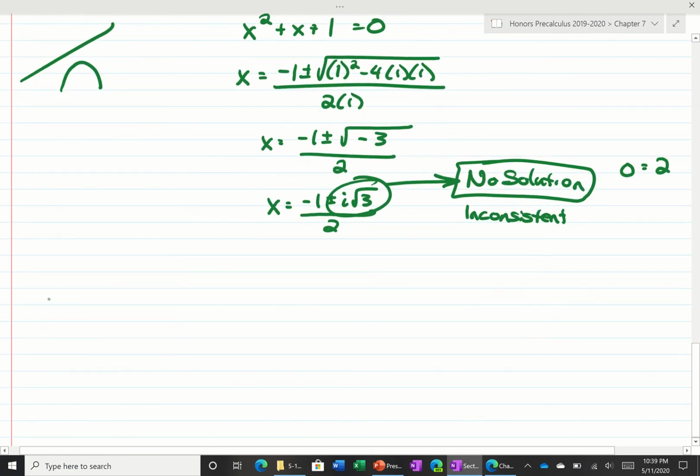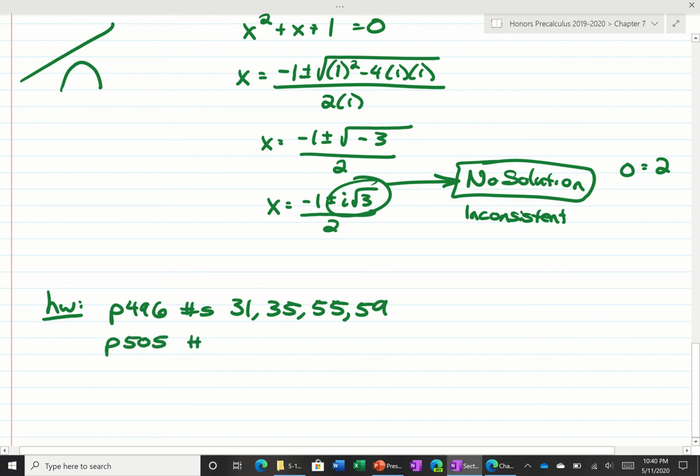All right, so for homework, this is what I would like you to please do. On page 496, I would like you to please do numbers 31, 35, 55, and 59. And then on page 505, I'd like you to please do numbers 25, 27, and 29.